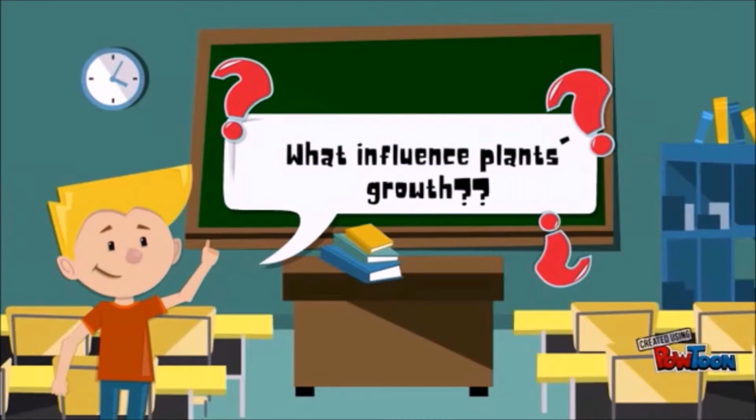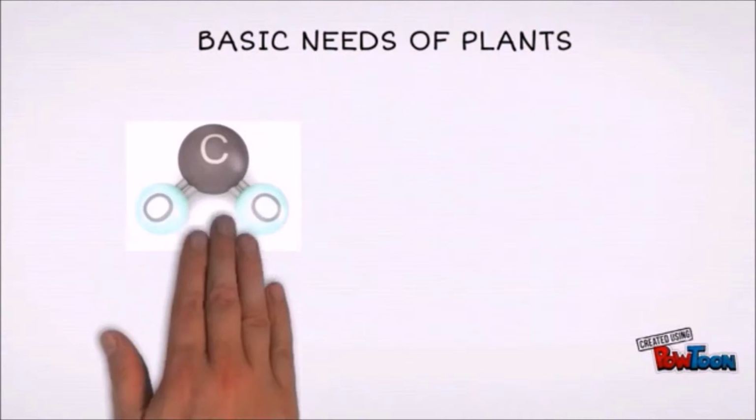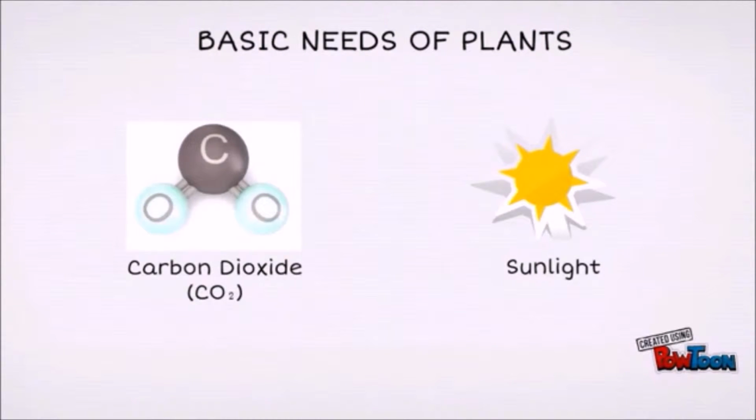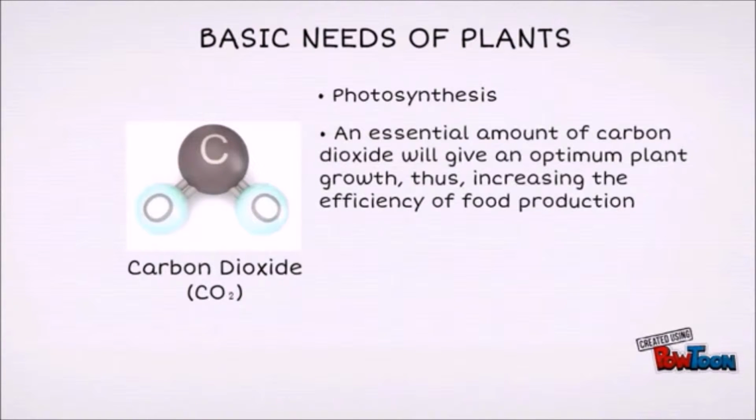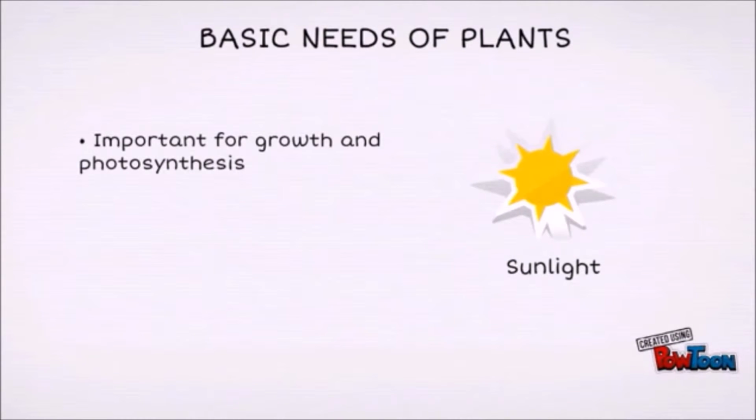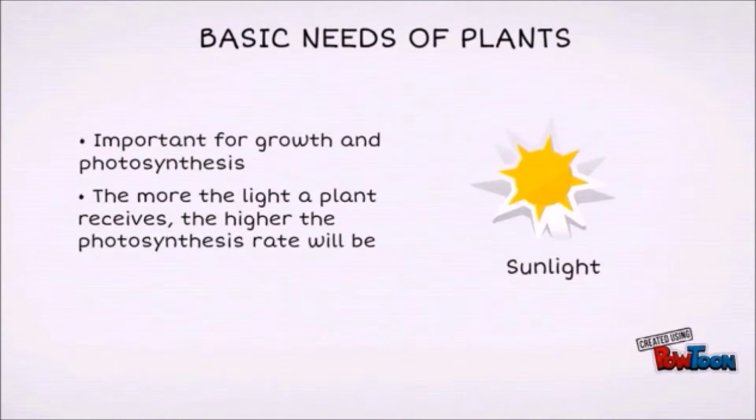Now, what influences plants' growth? Plants need carbon dioxide and sunlight to grow. Carbon dioxide is needed for photosynthesis. An essential amount of carbon dioxide will give an optimum plant growth, thus increasing the efficiency of food production. Sunlight is important for growth and photosynthesis. The more light a plant receives, the higher the photosynthesis rate will be.